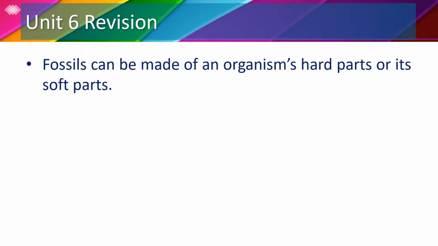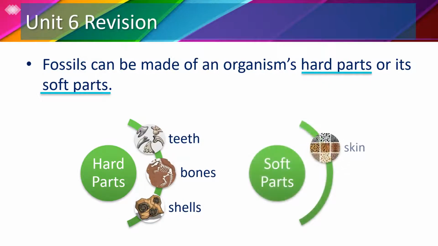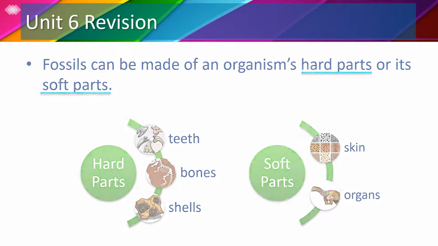We said that fossils can be made of an organism's hard parts or its soft parts. Hard parts include teeth, bones, and shells. The soft parts include skin and organs.